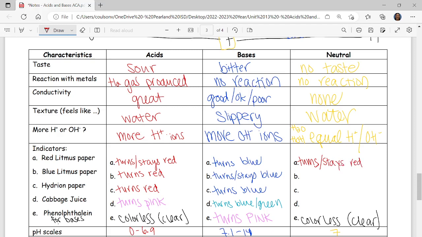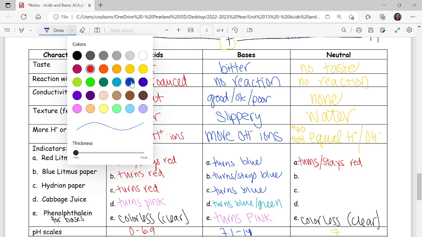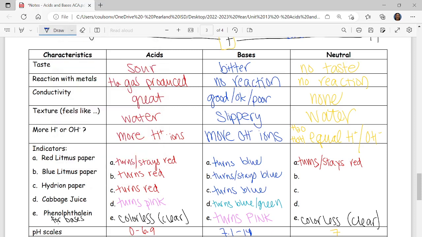Was there a hand up? Or did you get your question answered? It was Catherine. Okay. Blue litmus paper. What do you think happens to that? It stays blue. It's darker blue. Exactly. So it's just like what I said with the construction paper. If you had blue construction paper and you put water on it, it's just going to look a little darker blue, but it's not really changing colors. So turns / stays blue.